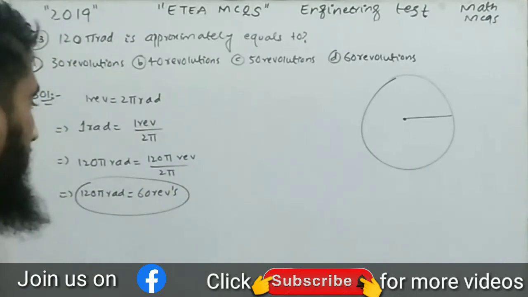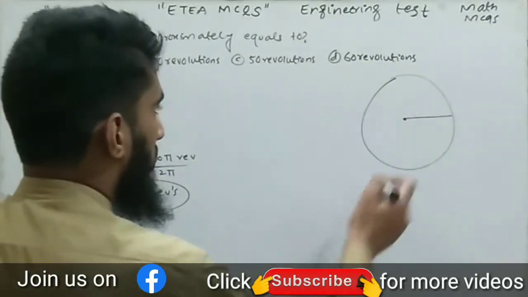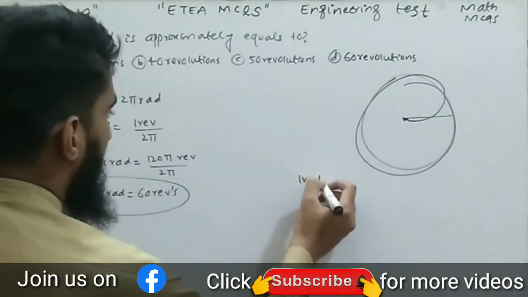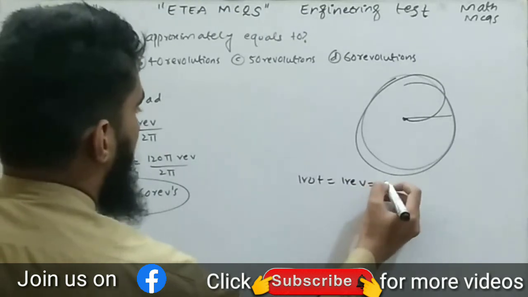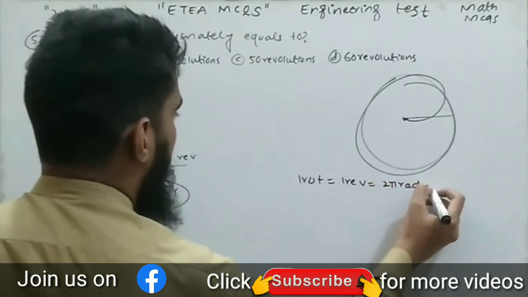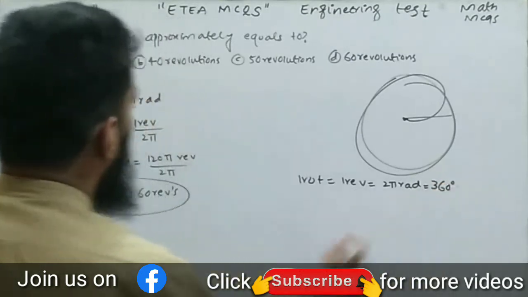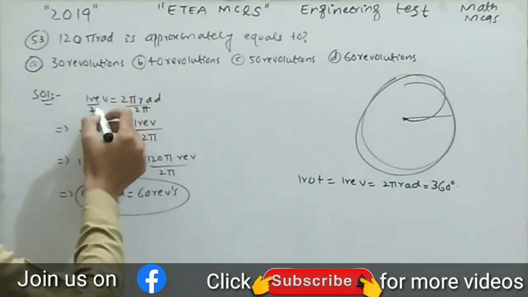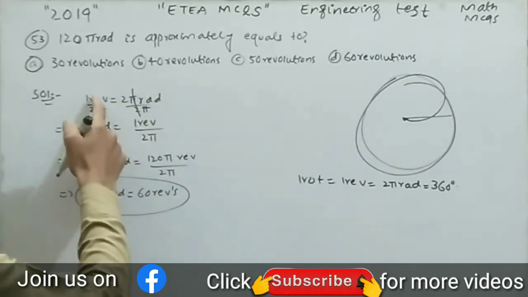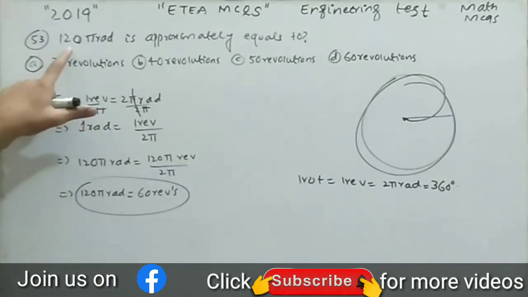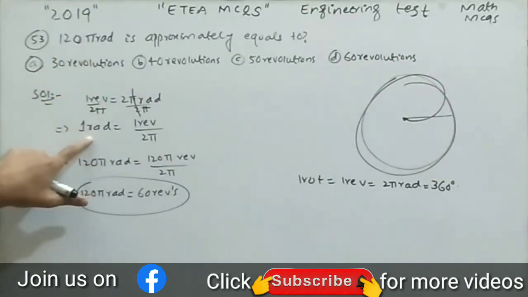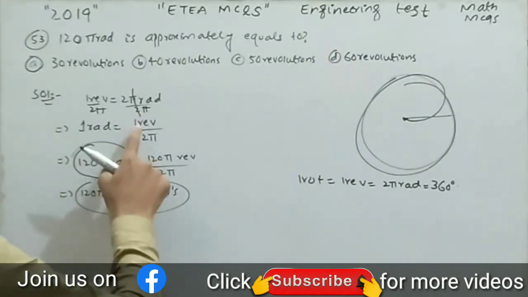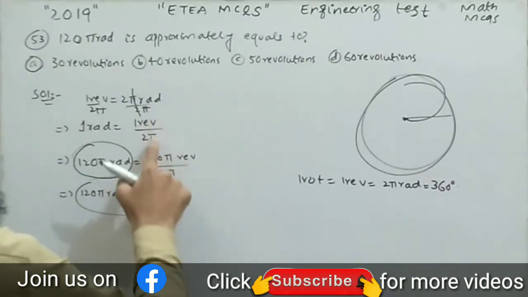So four options are given. Remember that, let's suppose this is a circle. When the body moves from this point and completes one rotation, that one rotation is actually called one revolution. And this one revolution is equal to 2 pi radian, and in degrees it is equal to 360 degrees. So one revolution is actually 2 pi radian. Now divide both sides by 2 pi. On this side we are left with 1 radian, and on this side we are left with 1 revolution by 2 pi. Now we need the value of 125 radian. So over here we are given 1 radian, so multiply 125 to both sides. So it becomes 125 radian, and over here multiplying 125, it becomes 125 revolution divided by 2 pi.